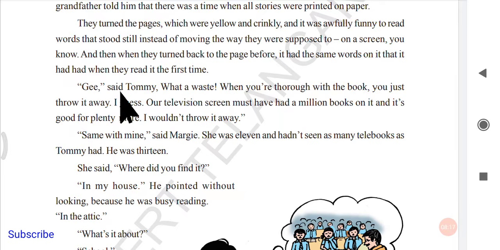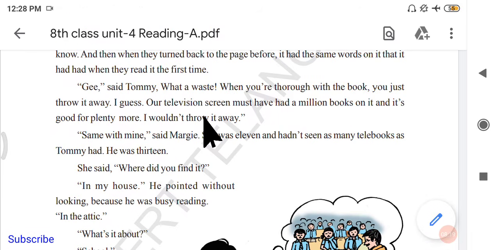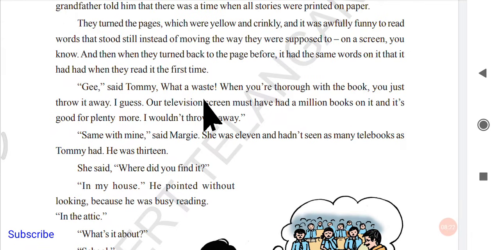Okay, next, so they continued to read the book like that. "Gee," said Tommy. "What a waste." Gee here, in Telugu we usually say "chi." When we find something very much not good, most children say "chi," just like "I don't like it." So that is just like "gee," said Tommy. "What a waste. When you are through with the book, you just throw it away, I guess. Our television screen must have had a million books on it, and it's good for plenty more. I wouldn't throw it away."